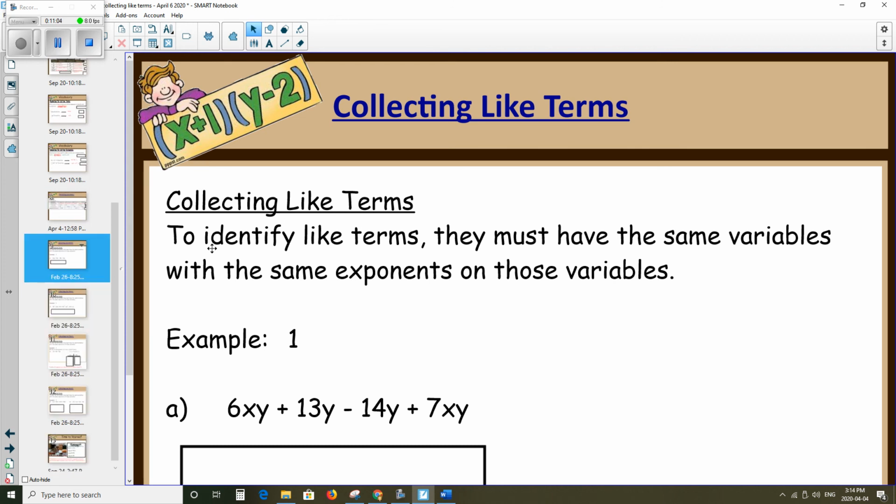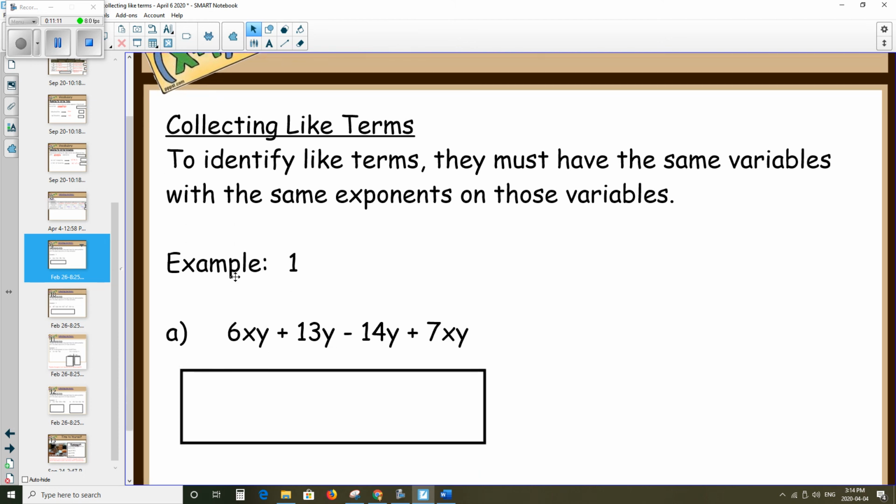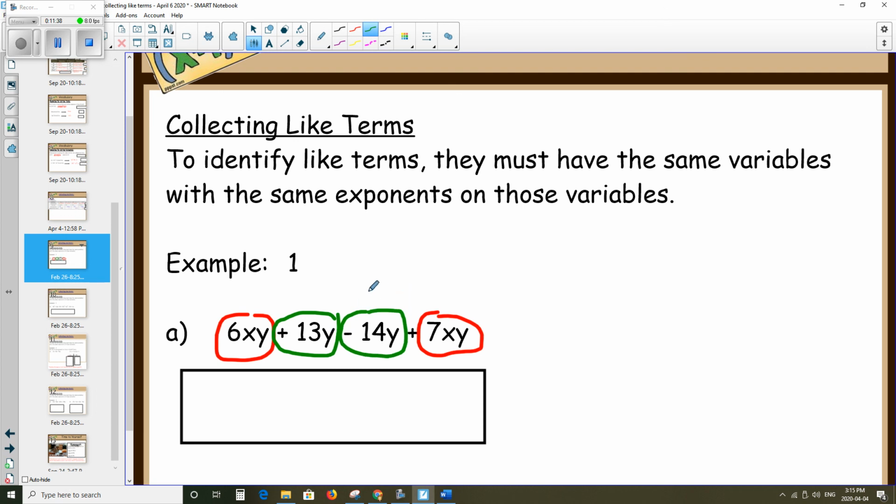Collecting like terms. To identify like terms, they must have the same variables with the same exponents on those variables. All right, so what we're doing here is we're going to group them based on their endings. You can see that the first term has an xy as its ending, and this term here has an xy. So we can add those together. We can group them together. And then these ones, the positive 13y and the negative 14y can be grouped together, right? Because they both have a y as an ending.